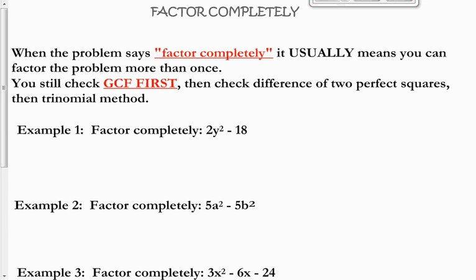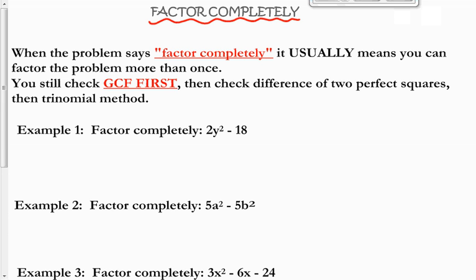And if those two don't work, then you're going to check the trinomial method. And today we're going to talk about factoring completely. Usually when it says that phrase, factor completely, a light bulb should be going off saying, oh, this is the kind that I'm probably going to have to go more than one time. Once you do your first method, you're going to need to check to see if any of the other methods will also work.